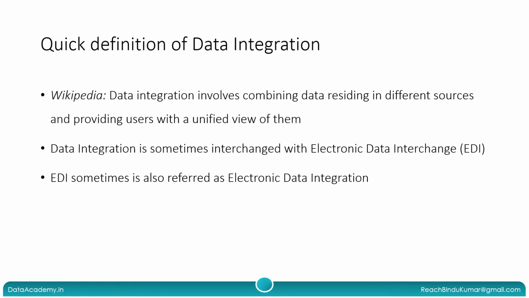Now in the industry, data integration means different things to different organizations. Sometimes it's the textbook definition, which is combining data from different systems. And in some cases, it involves exchanging information between different organizations. So this is an overall description of what data integration is about. Now let's look at the different styles of data integration.